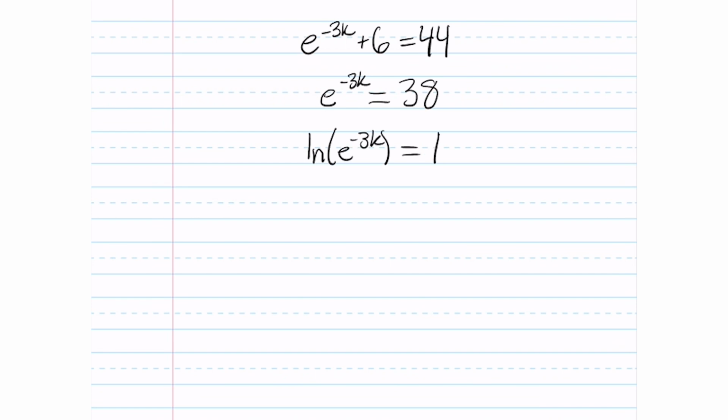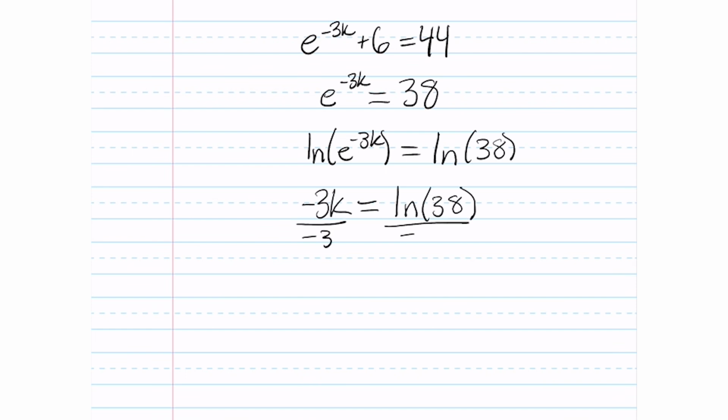From here, we can then simplify the left side to negative 3k. Then you want to divide by negative 3 on each side to help isolate k, which will give us a final answer of k equals negative ln of 38 over 3.